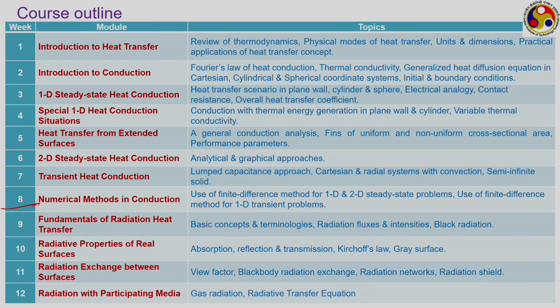Then in week number 6 we shall be moving to the 2-dimension steady state heat conduction in terms of both analytical and graphical approaches. Week number 7 we shall be talking about the transient heat conduction primarily in 1 dimension, where the lumped capacitance approach will be followed, then Cartesian and radial systems with convection, and the very important concept of the semi infinite solid will be introduced.